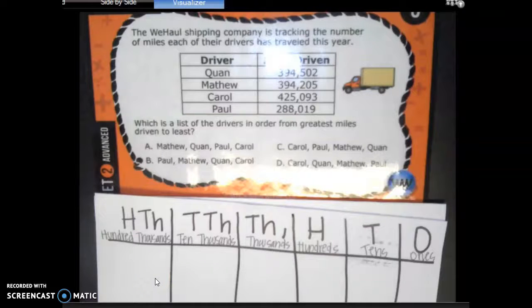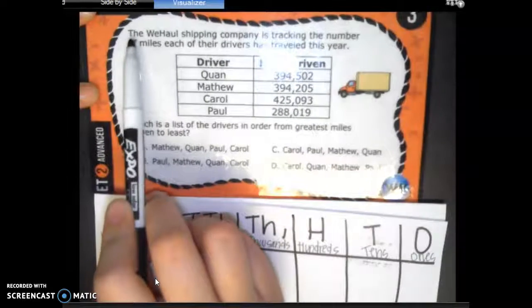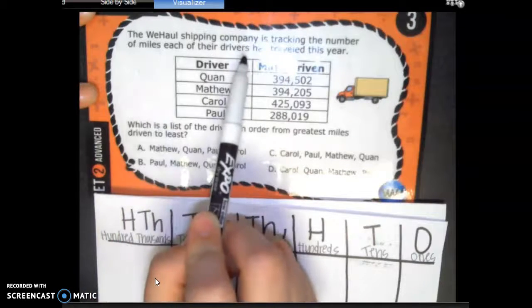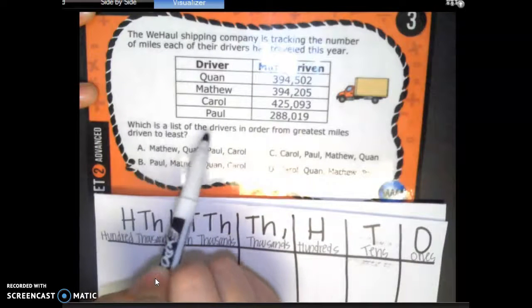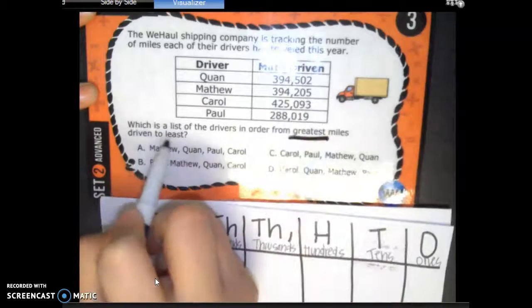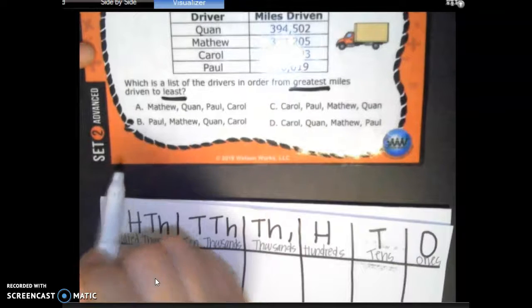All right, we're going to talk about this problem, and I'm going to model how you would solve a problem like this. First, I'm going to start off by reading this for you guys. The WeHaul Shipping Company is tracking the number of miles each of their drivers has traveled this year. Which is a list of the drivers in order from greatest miles to least? So I want to go from biggest to smallest.